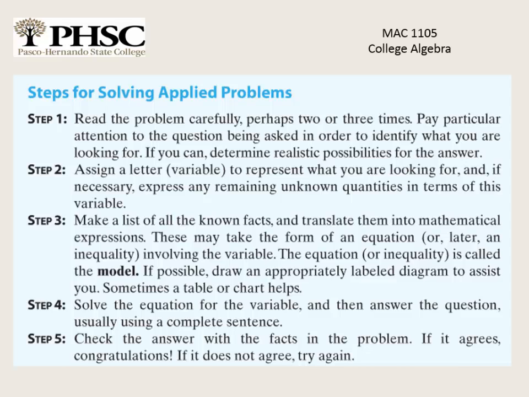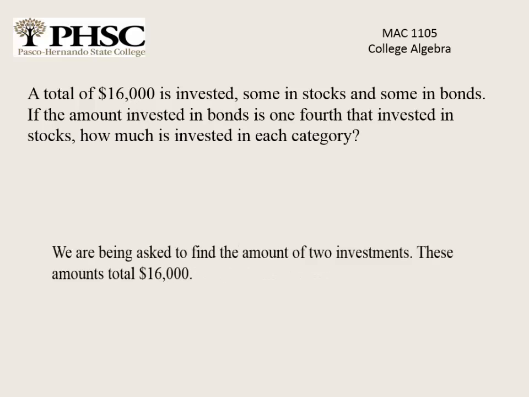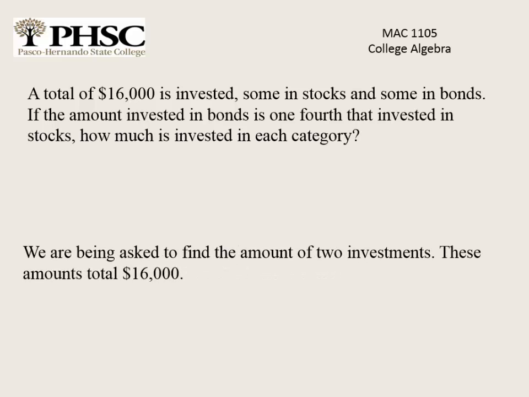What I'm going to do is simply go ahead and solve the 2 problems that we have for this particular video. So the first thing is that a total of $16,000 is invested, some in stocks and some in bonds. Now, the amount invested in bonds is 1/4 of that invested in stocks. So how much is invested in each category? We're being asked to find the amount of 2 investments, and both of these investments equal $16,000.